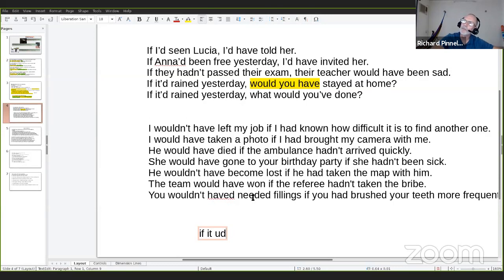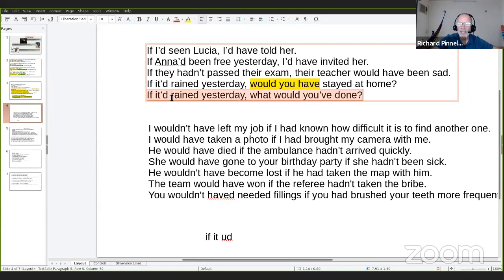Repeat. If it had rained yesterday, would you have stayed at home? Good, but you need to reduce this. It's not stronger, it's weaker. Yeah, so it's if it had rained, it's a very short sound. If it had rained yesterday, would you have stayed at home? Very good, yeah. Let's try the other one.